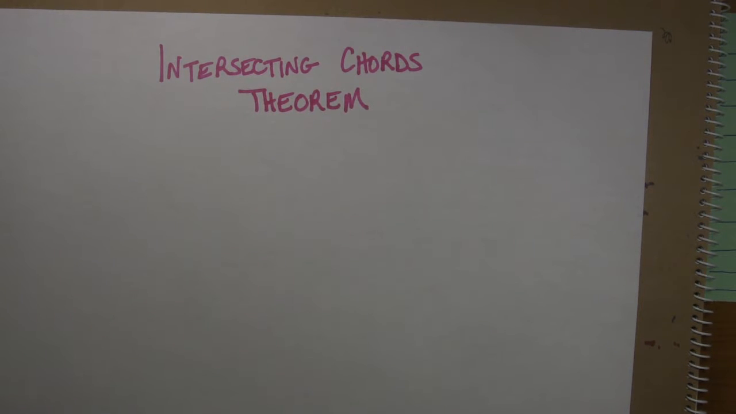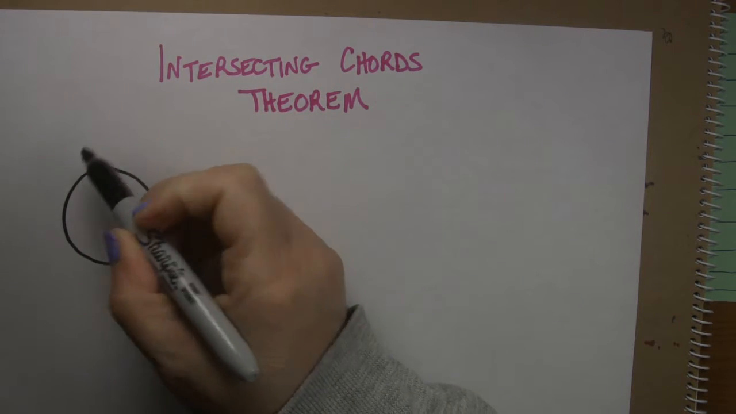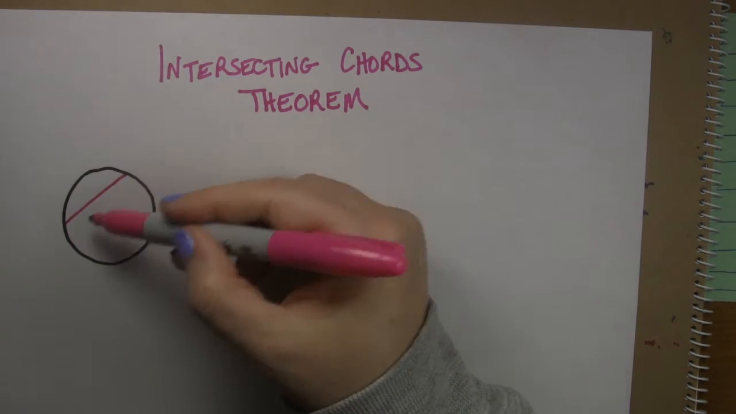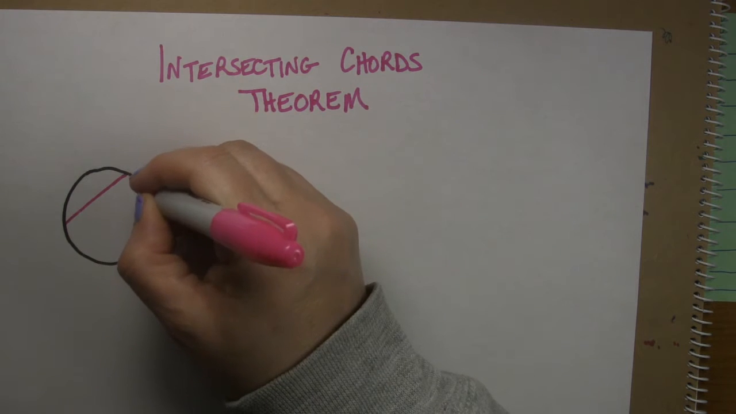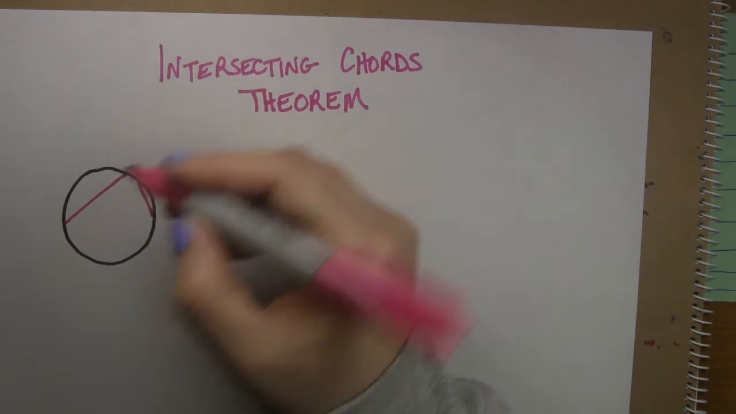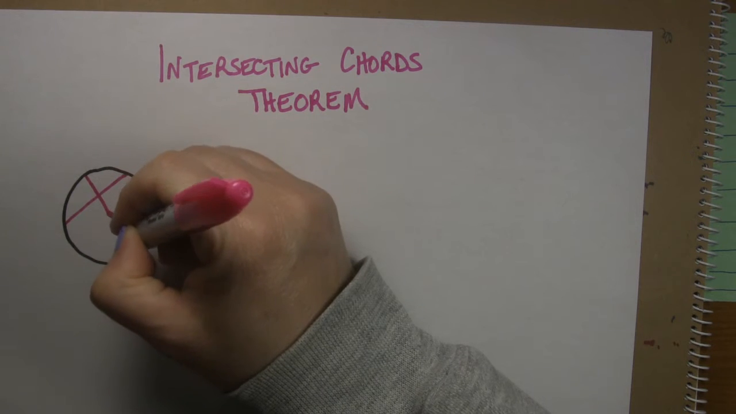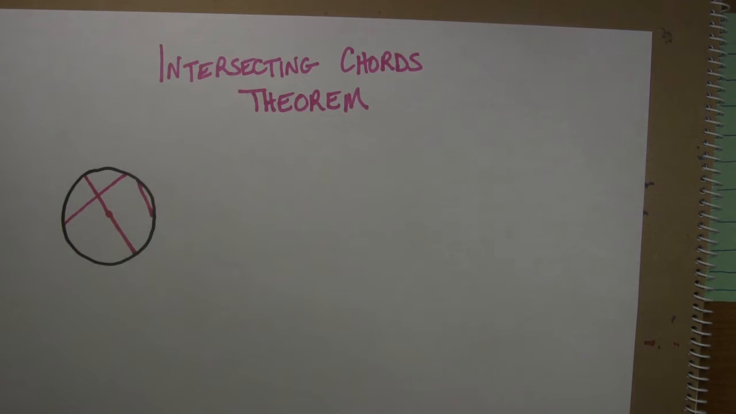So now you already know what a chord is. If we have a circle, a chord is just a line segment that has its endpoints on the circle. And you can have big chords, you can have little chords, you can have chords that go directly through the center of the circle, and we call those diameters. You can have any number of chords in a circle, and you can draw them pretty much wherever you want.